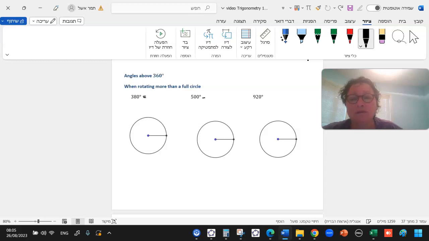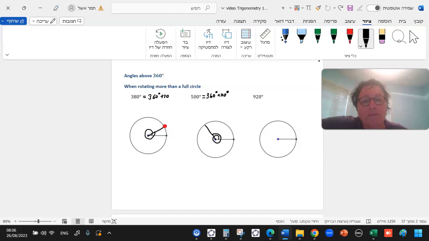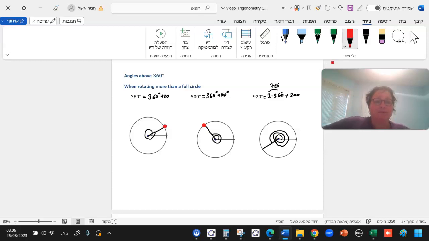380 can be written as 360 plus 20. We make a full circle of 360 and then another 20. So this point matches 380 degrees. 500 is 360 plus 140. So it's this angle, 360 plus 140. The matching point is here. 920 is 2 times 360, that's 720, plus 200. So we make 2 full circles and another 200. This point matches 920 degrees.